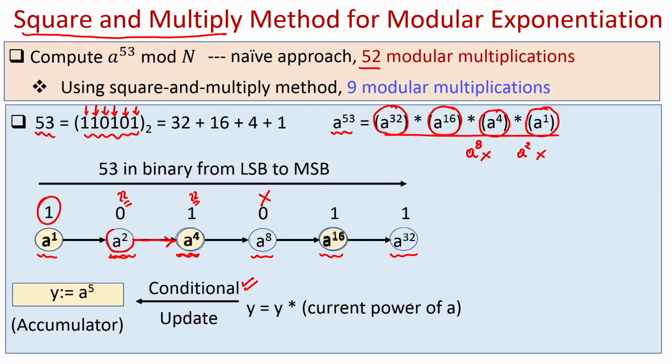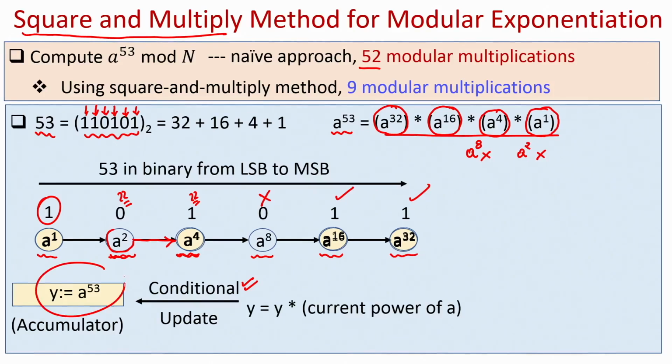I have to exclude this. I go to the next power and I have to accumulate this. So, my conditional update will be triggered. I go to the next power of a and then I have to accumulate this power of a. So, my accumulator gets modified and then I am done with all the bits of my exponent, and this will be my final answer.